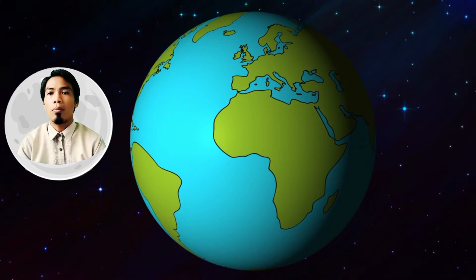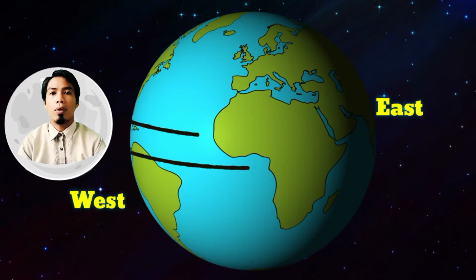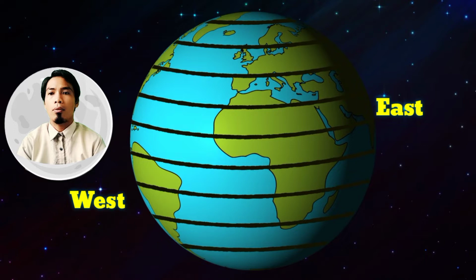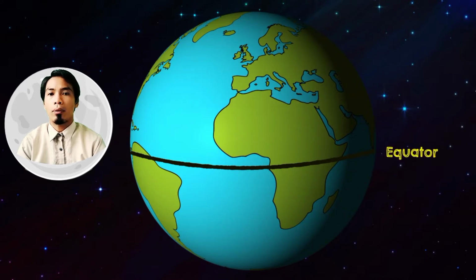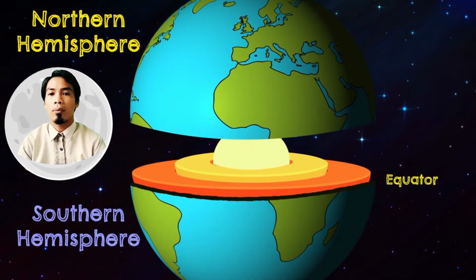Let us know all about latitudes first. Latitudes are imaginary lines that run in an east and west direction, parallel with each other. The longest latitude is called equator. Equator runs around the center of the Earth and divides the Earth to northern hemisphere and southern hemisphere.